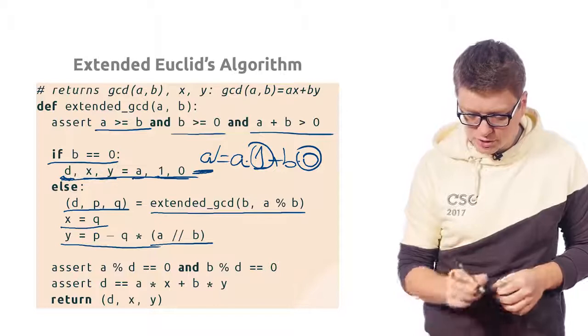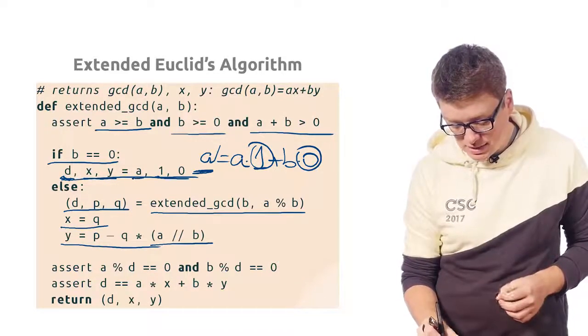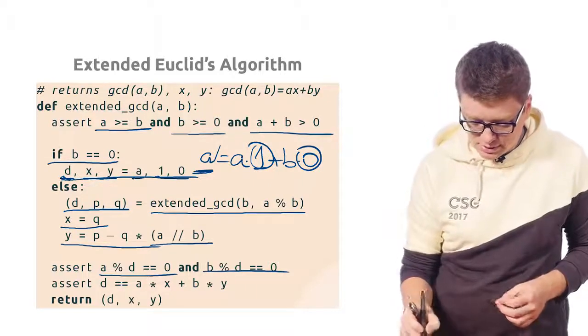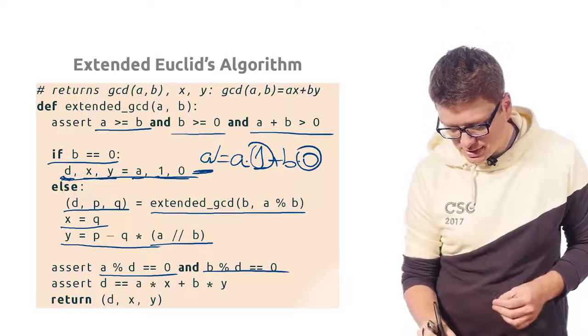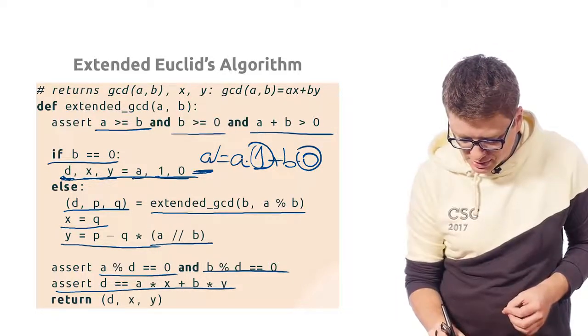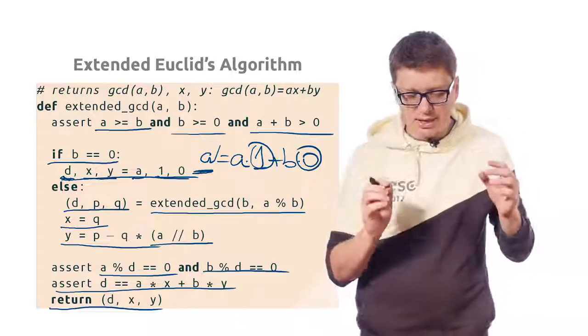Before returning the result, we check that d divides a, d divides b, and that d can be represented as ax plus by. So in the end, we return the result d, x, y.